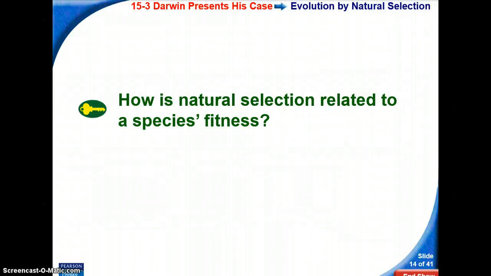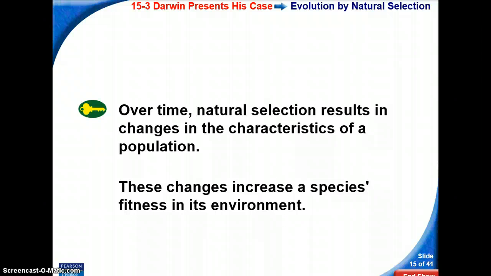So that brings us to our next key concept question, which is how is natural selection related to a species' fitness? What we know from Darwin is that over time, natural selection results in changes in the characteristics of a population. These changes increase a species' fitness in its environment.